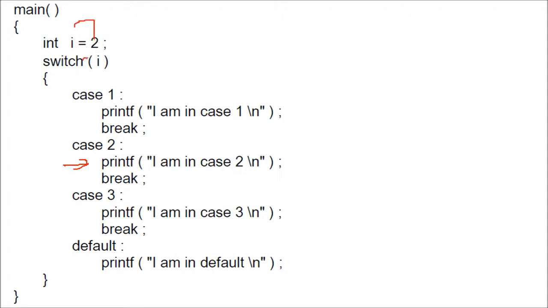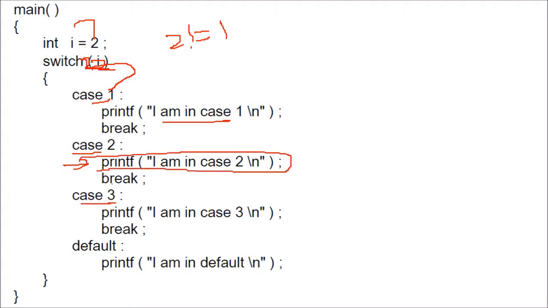So i equal to 2, now 2 will come. 2 will be matched with the first case. As the case is not matching, this 2 is not equal to 1, then this case will not work. Then we go to case 2. Since this 2 matches with this 2, this line will be printed. And then we'll not go to case 3 because we have a break. We come out of the loop. This is how it is done.